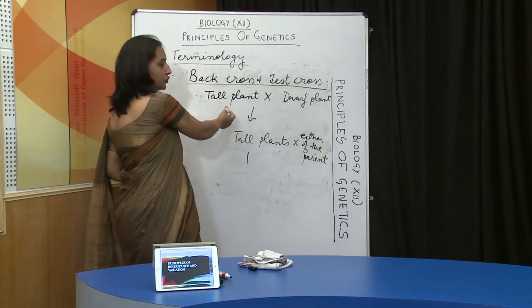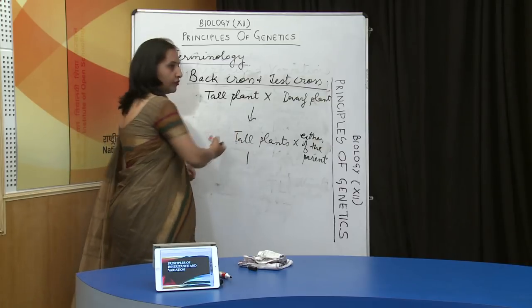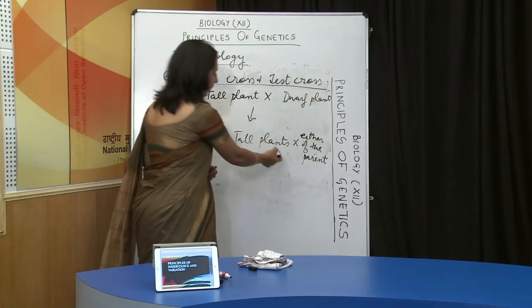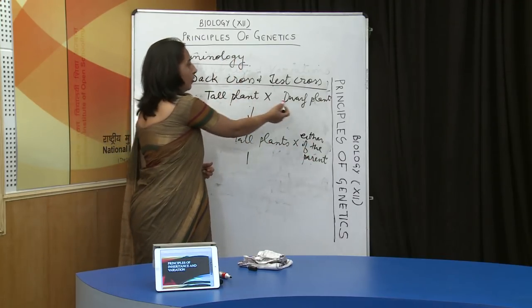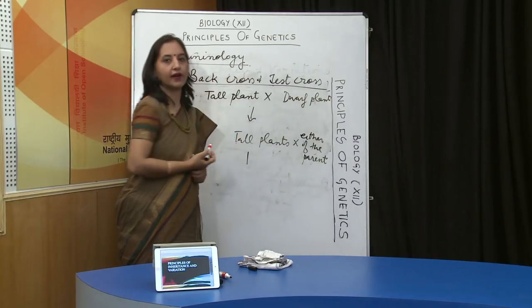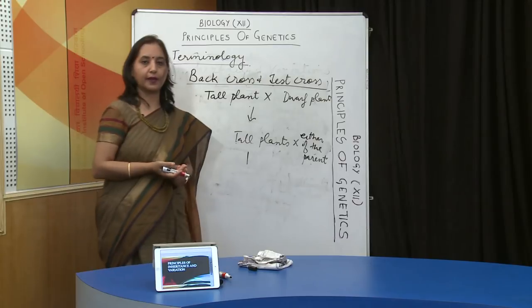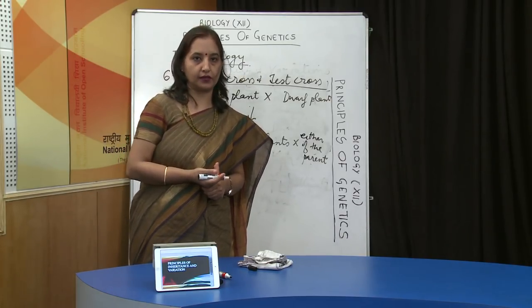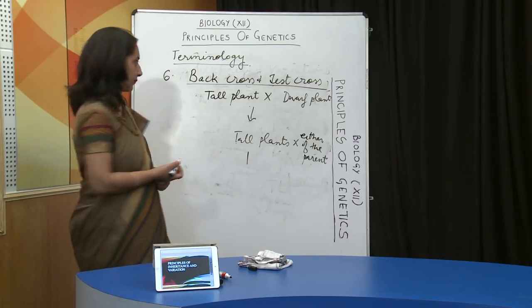So when we take a tall plant and we cross it with a dwarf plant, we get the first generation. And to get the second generation, we cross it with either of the parents, either with the tall plant or with the dwarf plant, which is one of the parents. So this is called back cross. Why is it called back cross? Because we are using either of the parents for crossing to obtain the second generation.